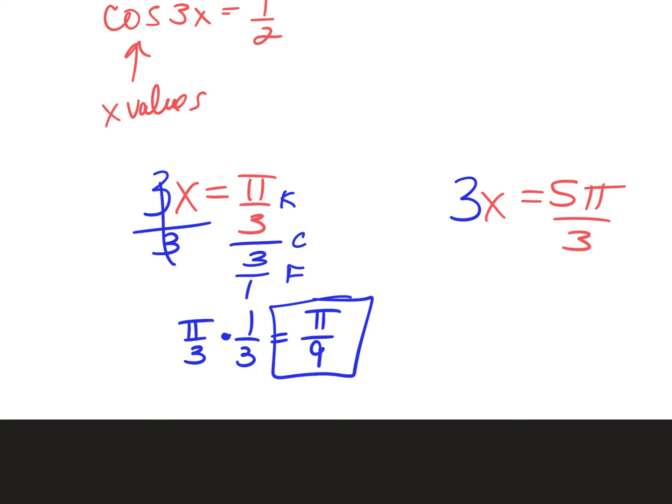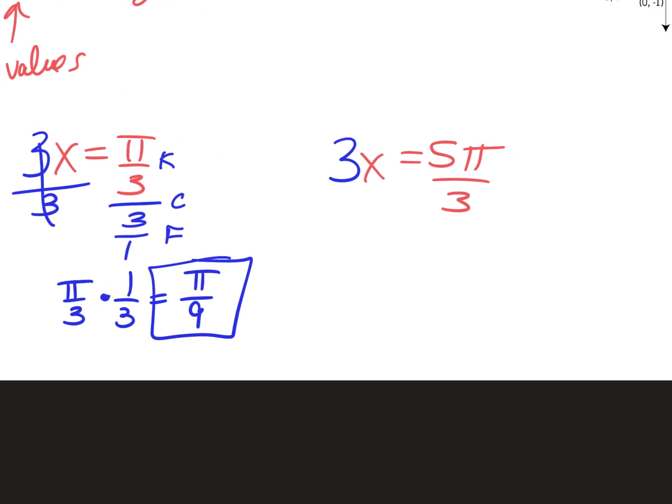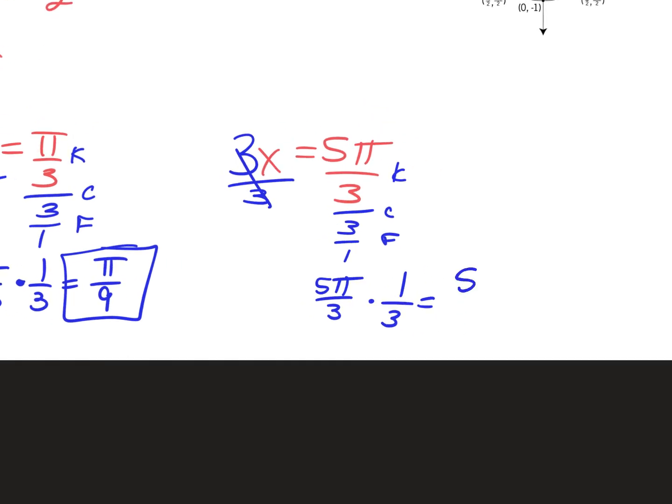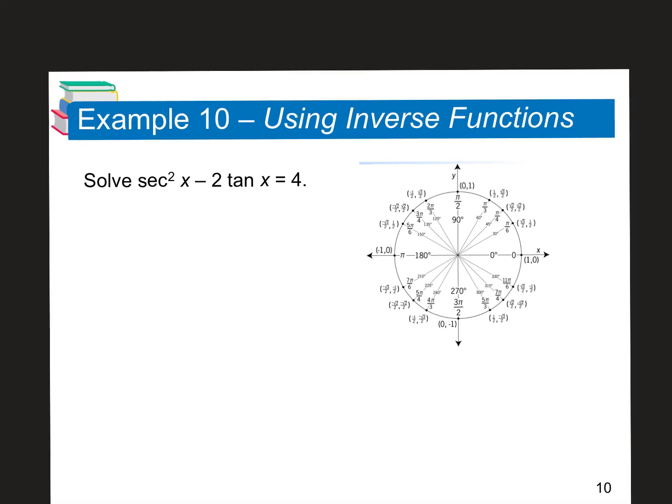Whenever you have a coefficient of the x in your problem, whenever you find your values on your unit circle, instead of saying x equals, you just put that like 2x, 3x, x over 2, whatever. You just solve it. One little extra step. So same thing here. We're going to divide both sides by 3 over 1. So I keep, change, flip. I have 5 pi over 3 times 1 over 3 gives me 5 pi over 9. Good. Very good, guys.